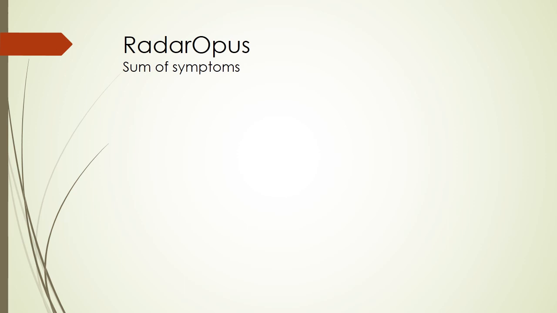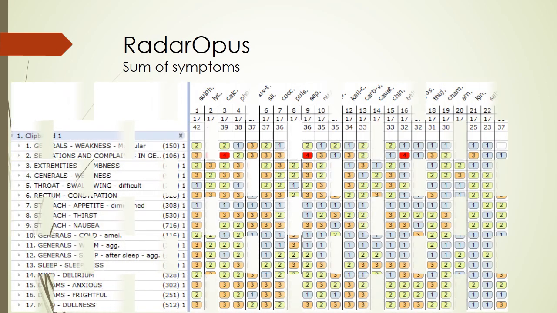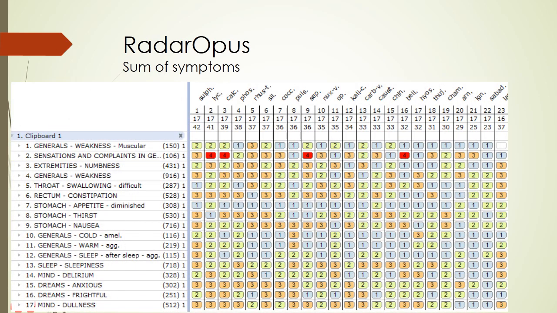You will see now a graphic which shows the analysis that you will get if you use any homeopathic analytical software. I have used the Radar Opus, using the sum of symptoms and the Synthesis repertory. So have a look at this. I have used every single symptom presented by the patient. There are a total of 17 rubrics which have been used to describe these symptoms.